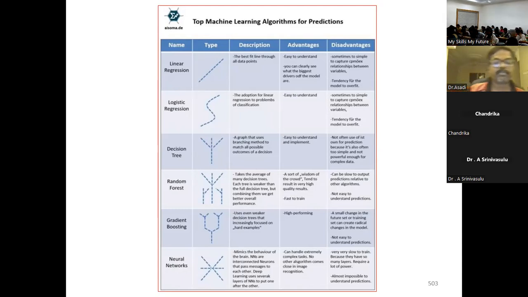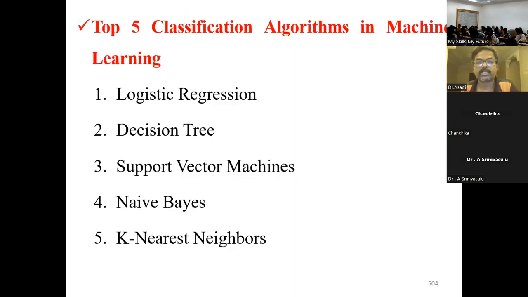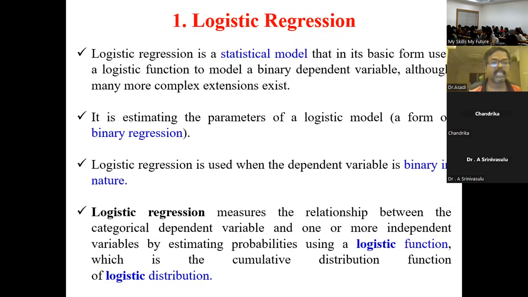Okay. I'll explain that application so that you can understand. These are the top 5 classification algorithms I'm going to demonstrate now. First application under machine learning, logistic regression. Logistic regression is a statistical model that in its basic form uses a logistic function to model a binary dependent variable, although many more complex extensions exist. It is estimating the parameters of a logistic model, a form of binary regression, meaning 1 for true, 0 for false.